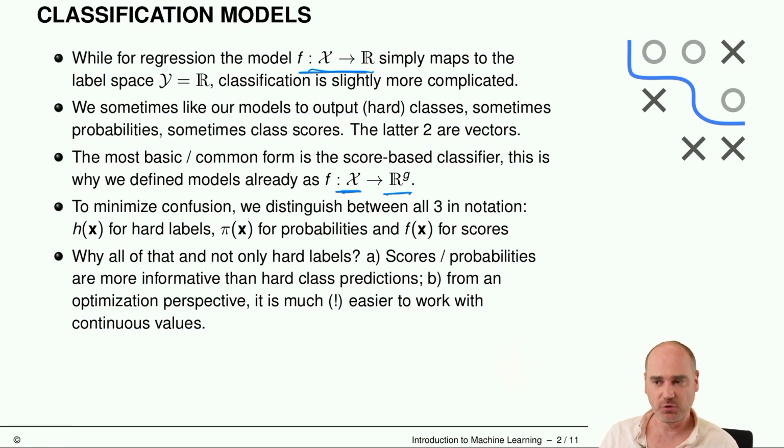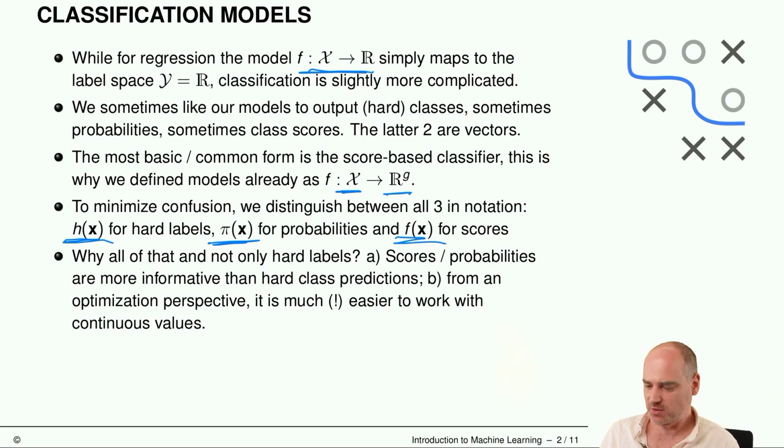And in order to minimize confusion, this is not necessarily done in all literature, but I'll try to do this here pretty diligently. I'm going to distinguish between all of these three cases here also in notation. So I'll use h of x for a model that predicts hard labels, h for hard, pi of x for probabilities or probability vectors, and f of x for scores.